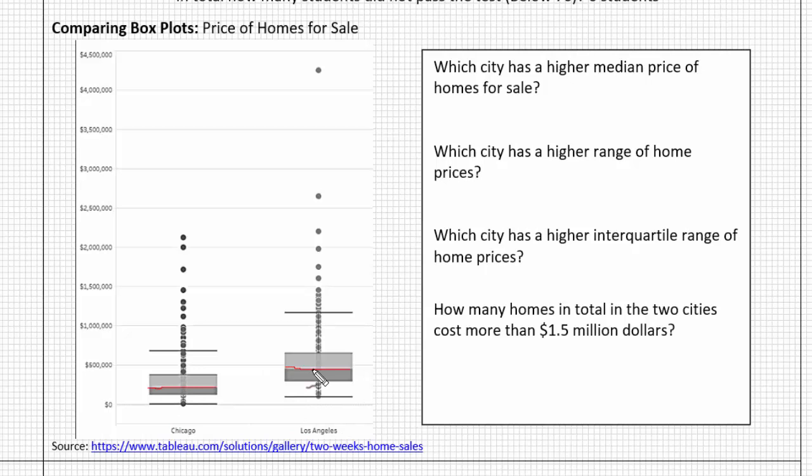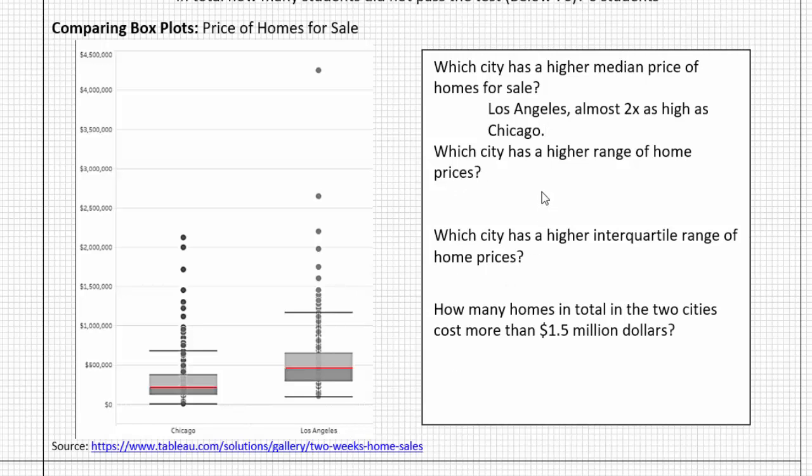And it looks like it fits the trend of the generalizations we noticed at the beginning. LA has a higher median price. It's almost $500,000. And it looks to me like Chicago's is almost half of that. Like I would estimate that to be about $250,000. So for our first question, I would say that Los Angeles has a higher median price of homes. That was pretty clear. And it's almost 2 times as high. Which city has a higher range of home prices?